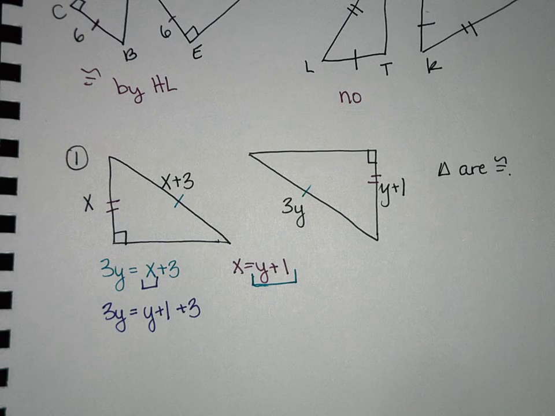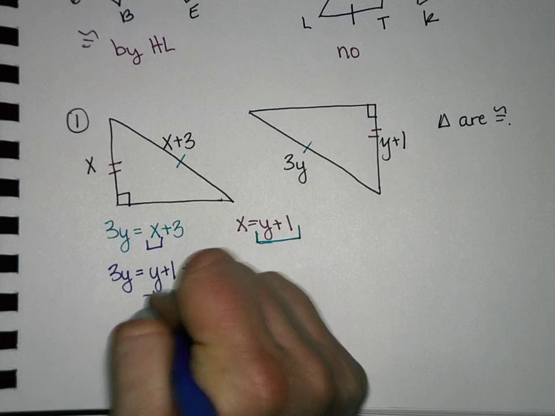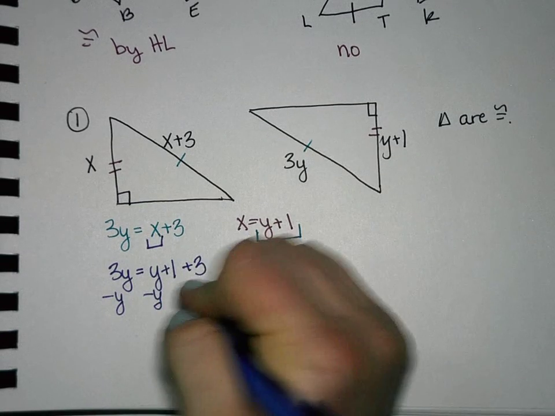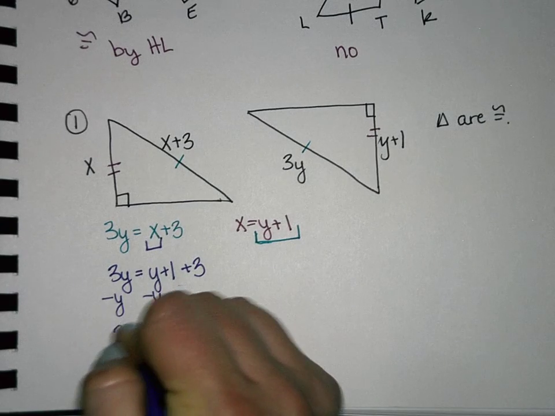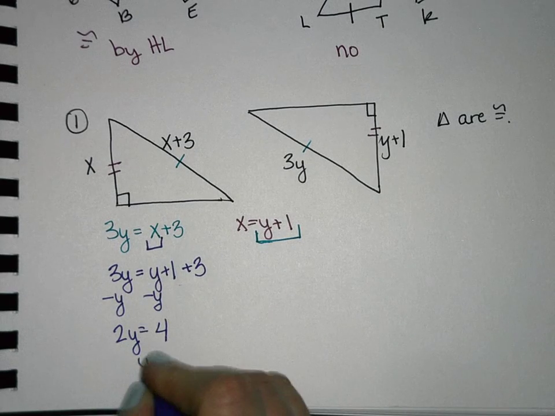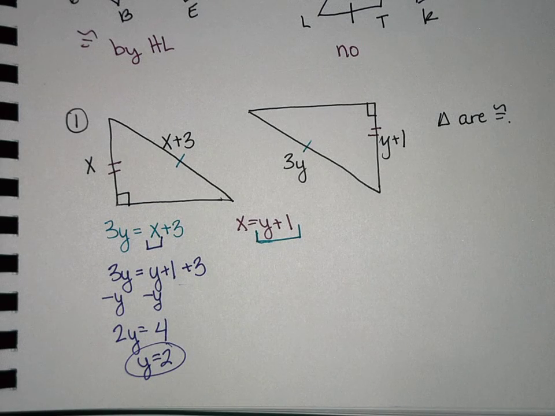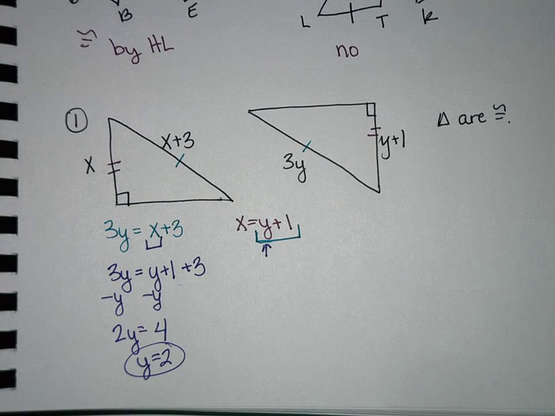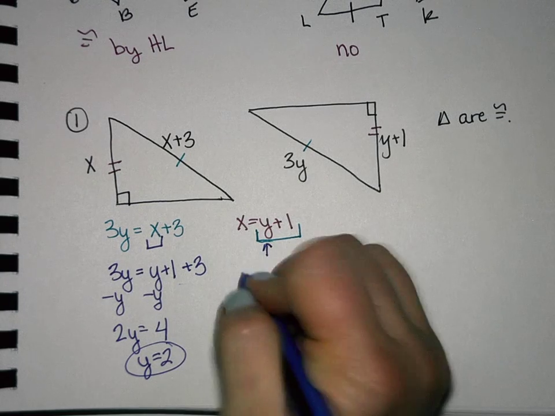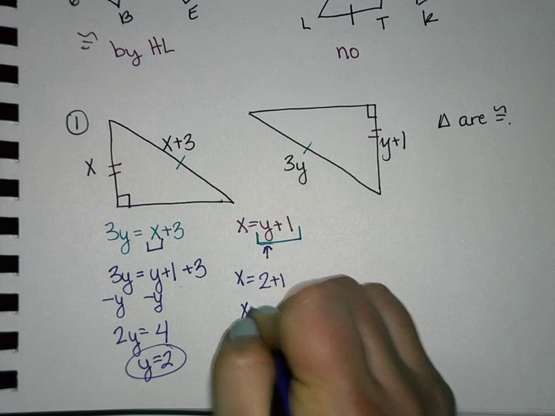Okay. So, subtract y from both sides, and I'm just going to add like terms on the right. We divide both sides by 2, and we find that y is 2. So how do we find x? We plug 2 in for y into that equation. So x is equal to 2 plus 1, so x is equal to 3.